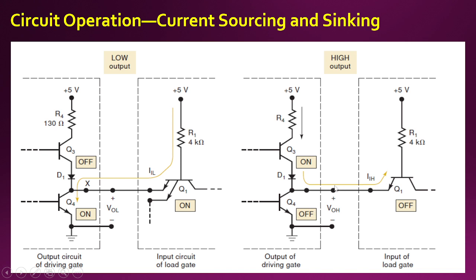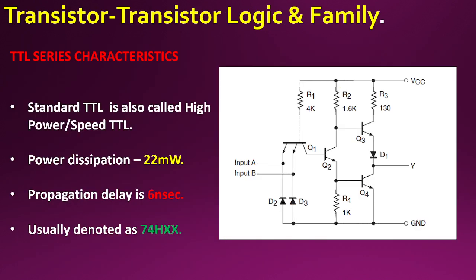This is why the sinking current is more compared to the sourcing current. When this is high, this particular diode will be biased high. Since the other side is also biased high, we expect a very low leakage current flowing into the system, in microamperes. Now let's move on to the different families of TTL circuit.